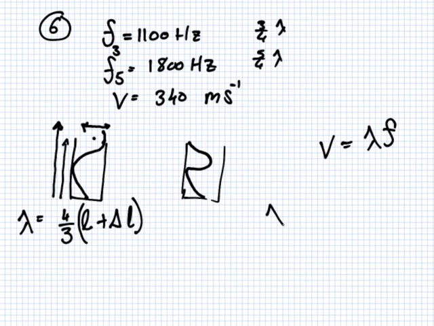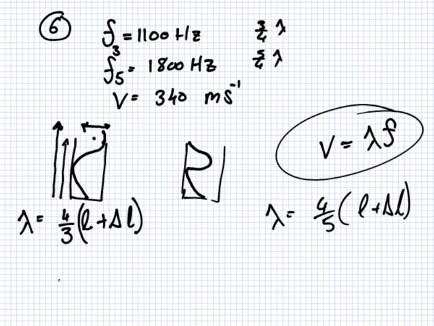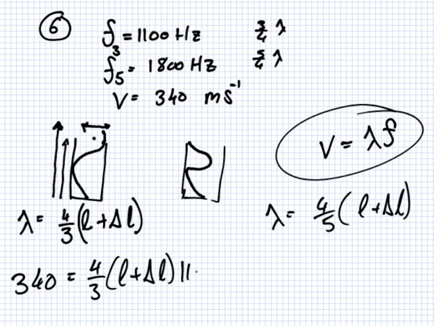And likewise here, the wavelength will be 5 over 4, again with the L plus delta L. Now, if we use our formula, I get 340 equals lambda, which is here, times 1100, and here I get 340 equals 4 over 5, L plus delta L, 1800.